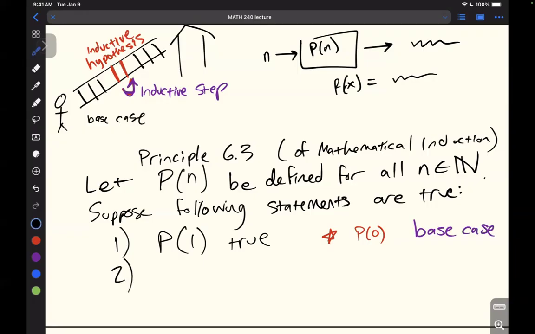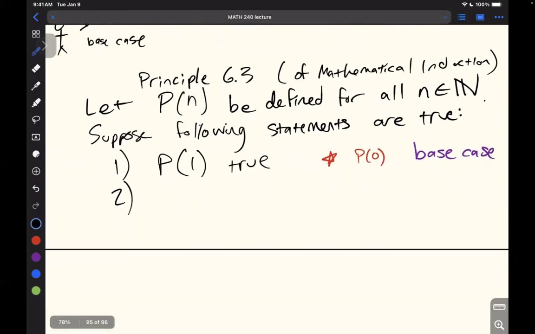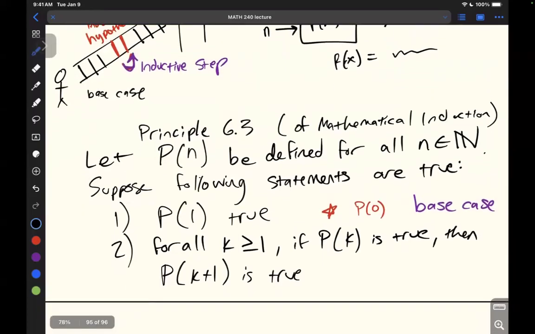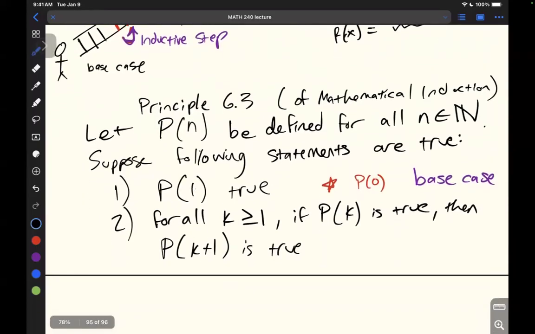The second step is that we say for all k greater than or equal to 1, if P of k is true, then P of k plus 1 is true. You go back to the star P of 0 to explain why. So P of 1 is being true.